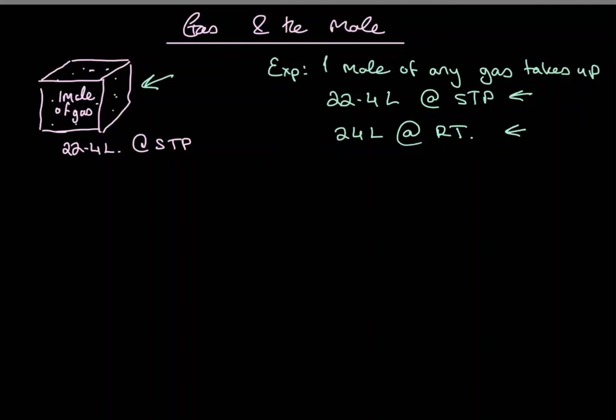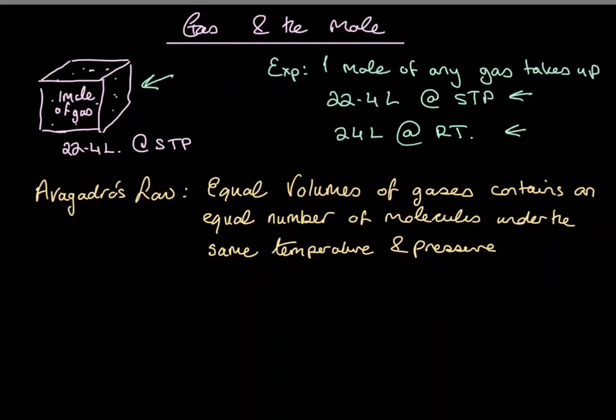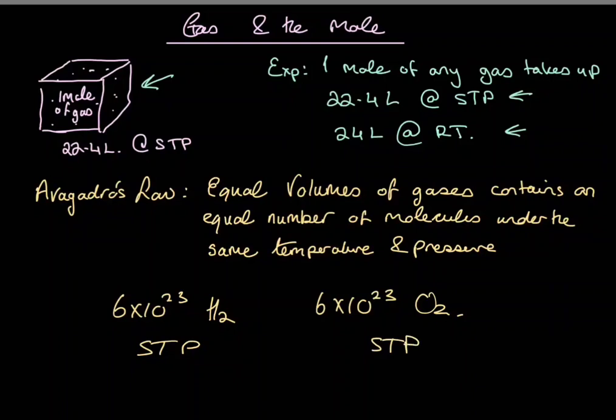And that's backed up by Avogadro's law, which is here. That equal volumes of gases contain an equal number of molecules under the same temperature and pressure. So if there are an equal number of molecules, let's say we had 6 by 10 to the 23 molecules of hydrogen and 6 by 10 to the 23 molecules of oxygen, and they were both at, let's say, standard temperature and pressure. Okay, so they're under the same conditions. They would be equal volume.